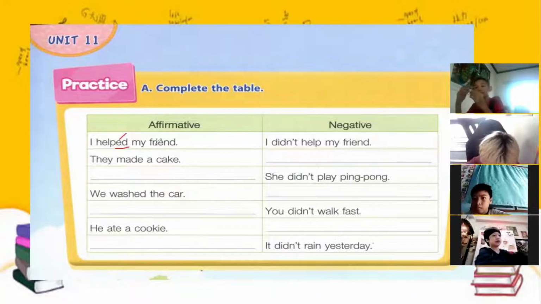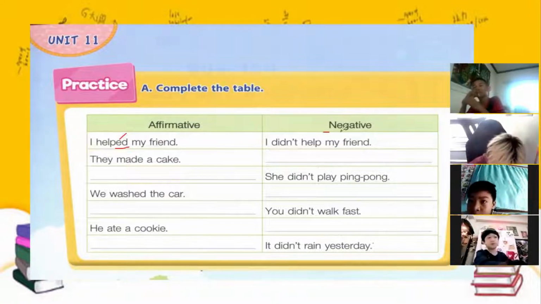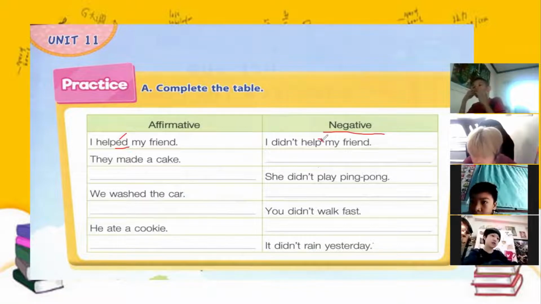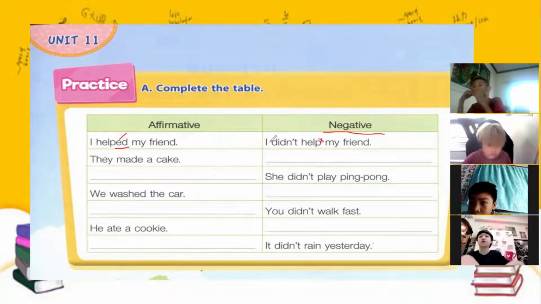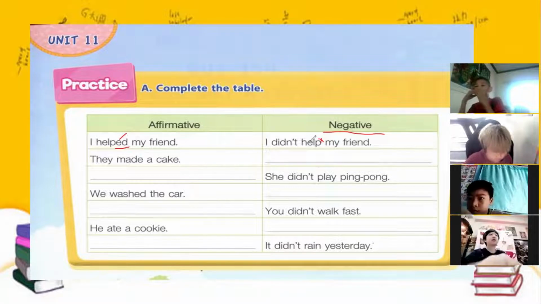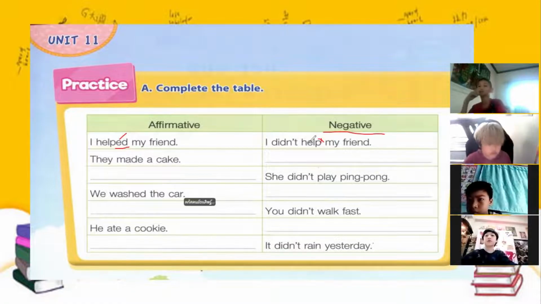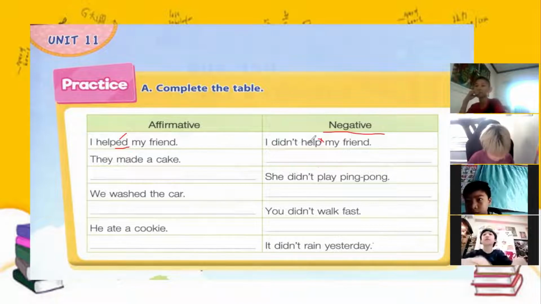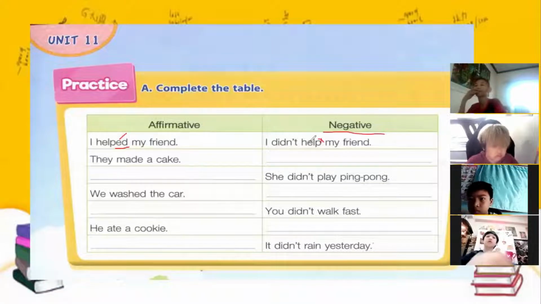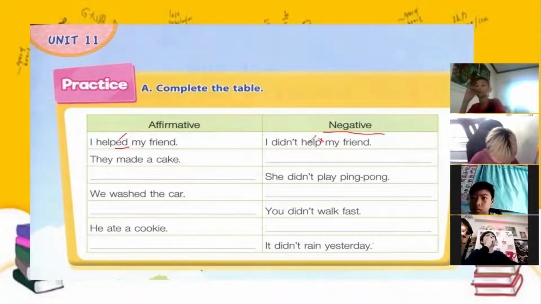I helped my friend. But when it changed to negative, here you can see there is no ed. Why? It's unchanged. It will be the first form. We don't add anything. You have to remember, in the negative sentence and question sentence, the verb is unchanged. In a regular verb, in an affirmative sentence, we add ed. In an irregular verb, we change the form to the second form.